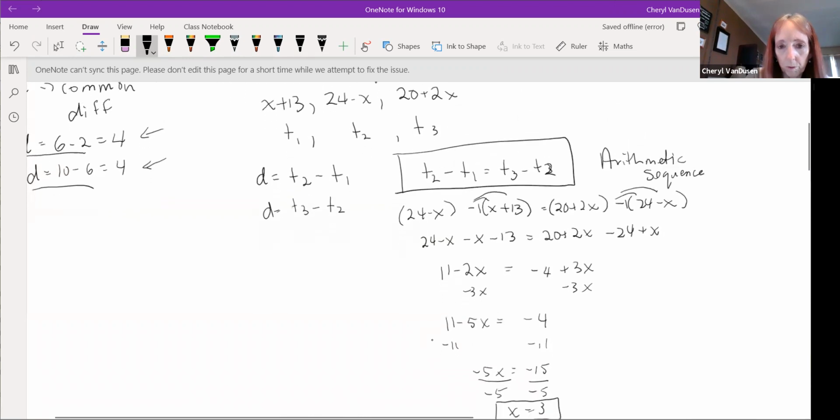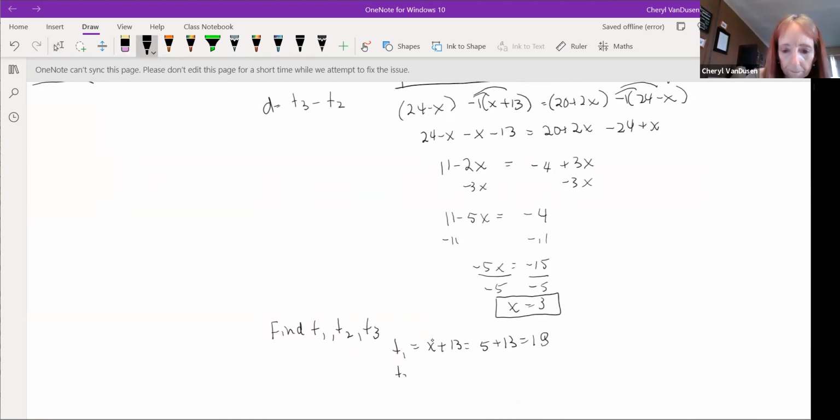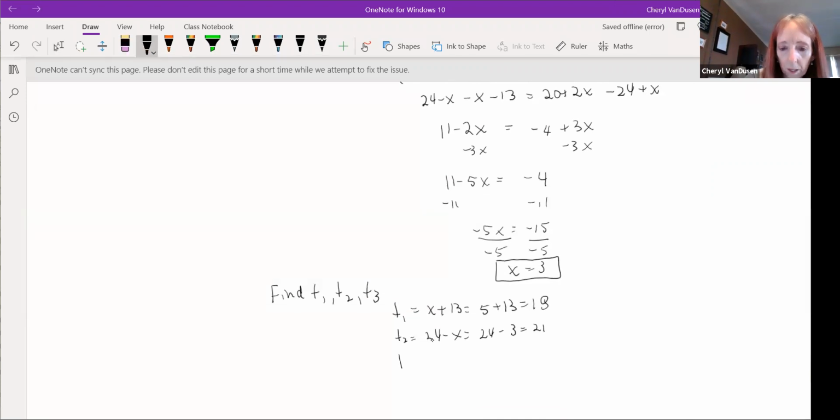Term 2 was 24 minus x. So we put it in there. We get 24 minus 3, 21. Looks like our difference is 3 here. And term 3 is 20 plus 2x. So we get 20 plus 2 times 3 is 26.